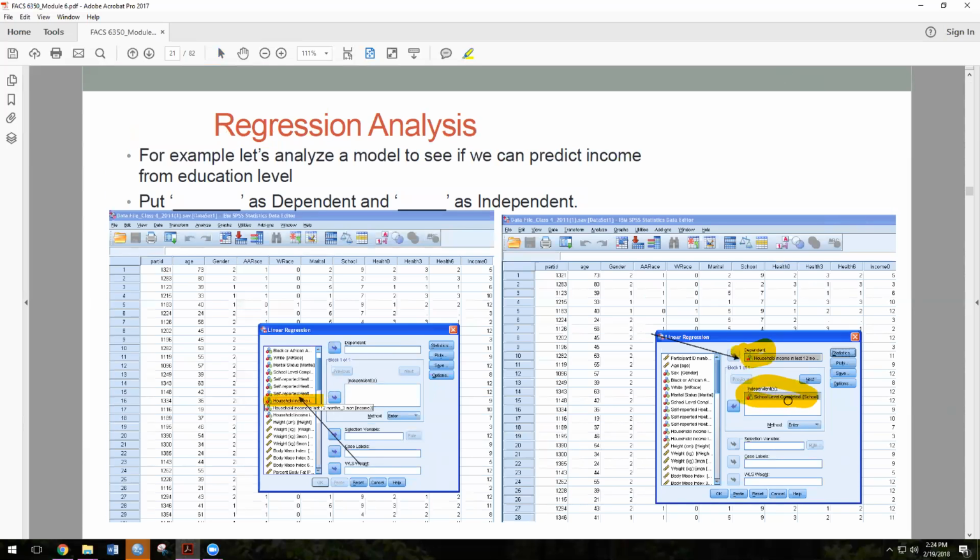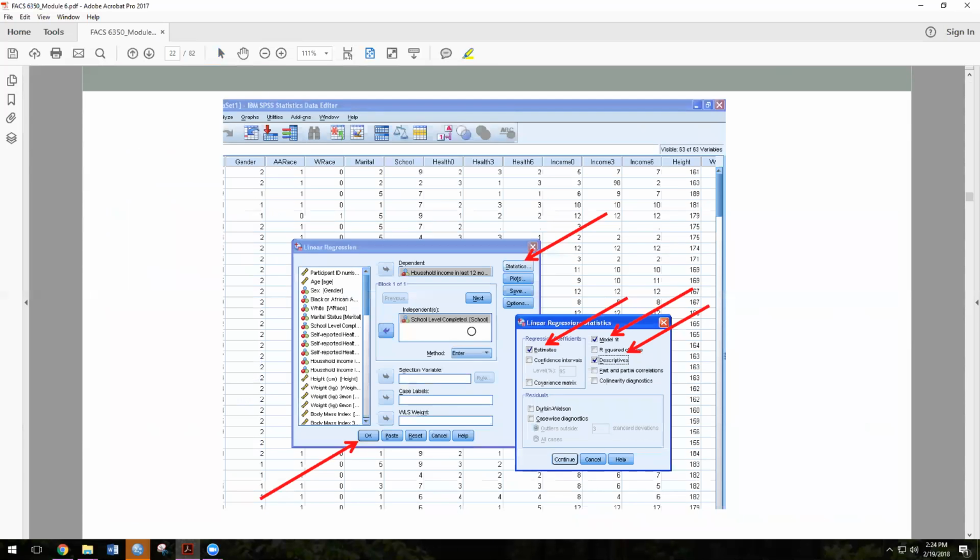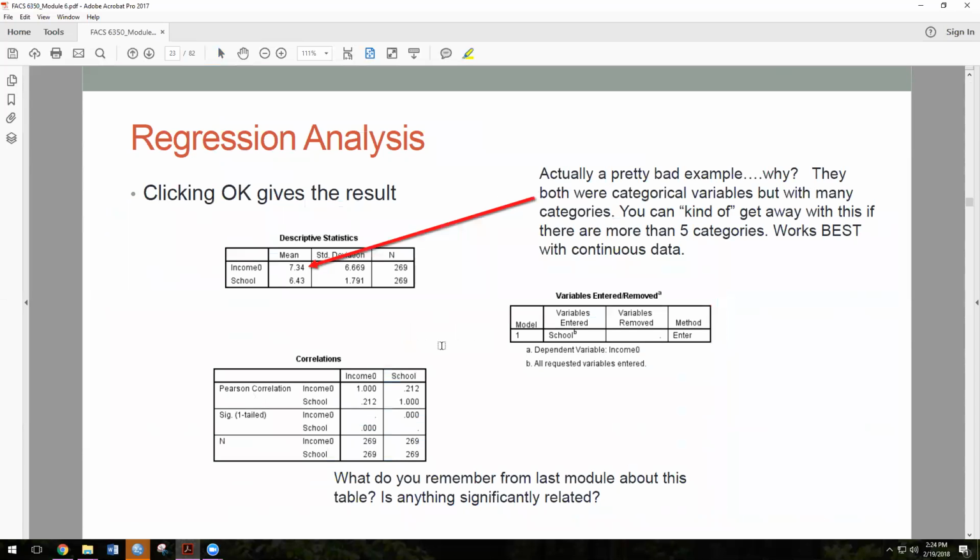So if I was writing a research question, I would say, to what degree does education level completed predict future household income? So I want to go to my statistics block, and I want to choose estimates, model fit, and descriptives. And then I click continue, and then I click OK. And it gives me my result.